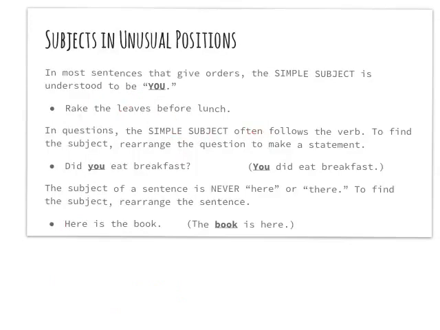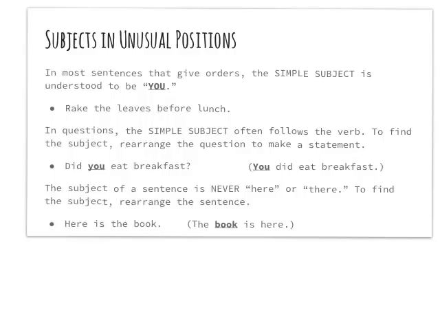Sometimes subjects show up in places we don't expect them, and sometimes subjects don't appear at all in the sentence. So I'm going to show you some examples of these unusual sentences or sentences that have an unusual structure to them. Sentences that give orders are the first kind. And if you have a sentence that gives an order, go to bed early, do your homework, rake the leaves before lunch, they all have an implied subject.